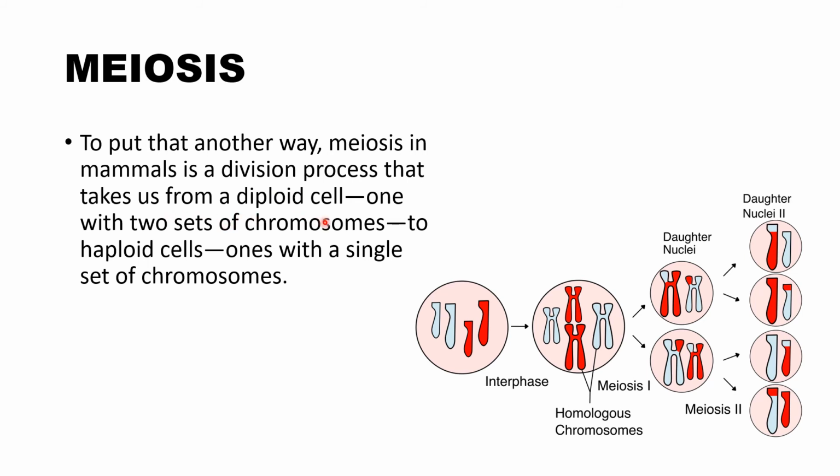So, to put that another way, meiosis in mammals is a division process that takes us from a diploid cell. So, yung diploid na tinatawag is yung with two sets of chromosomes. So, basically may apat ka na chromosome. Two sets kasi, isang set ito at saka isang set ito. So, yun yung diploid cell, one with two sets of chromosomes, to a haploid cell, one with a single set of chromosomes.